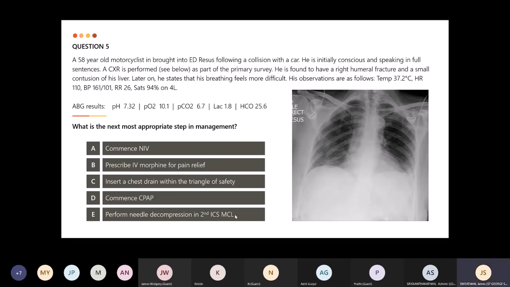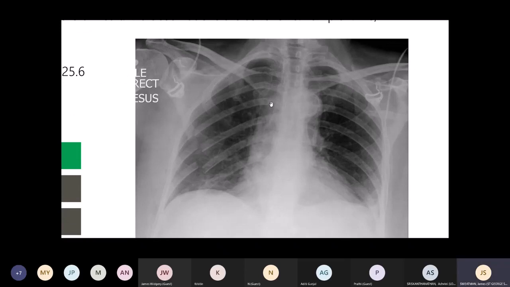So I am going to say some of these questions are tricky. I've written them to try and be fairly challenging questions, just because I think really obvious questions probably not helpful for you at this stage. So the answer for this one is to commence BiPAP, and we will go over it. But before we move on to the reasoning, I'm going to go through this X-ray with you. So a lot of you have chosen insert chest drain or perform needle decompression.